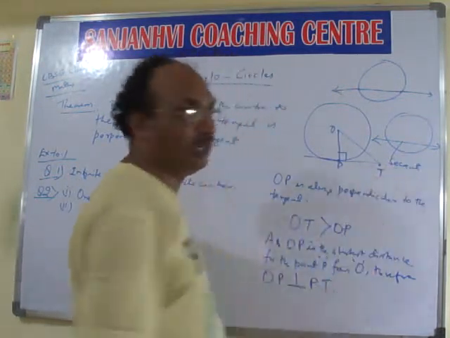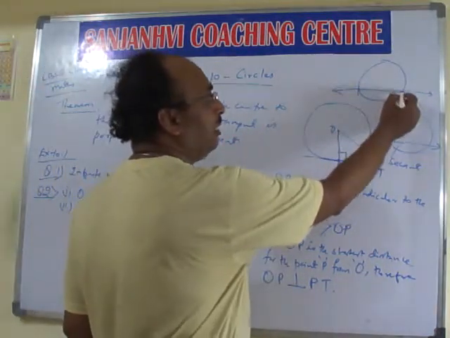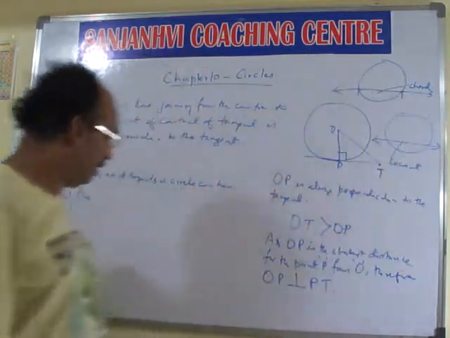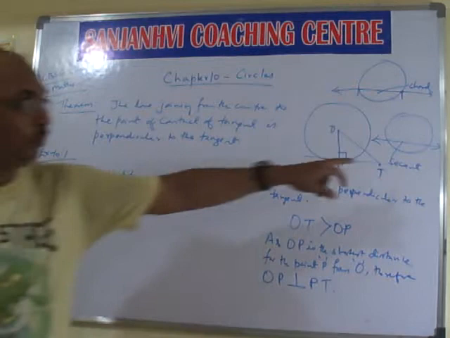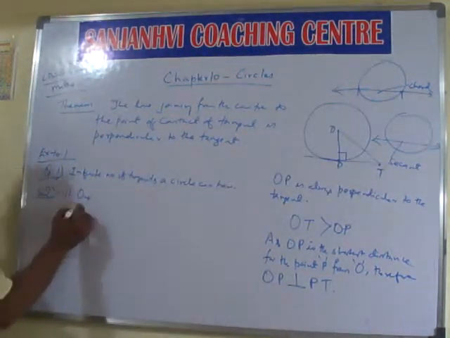Secant. But this is only a line segment, which is called a chord. Right? So in this case, what will you be writing? A line intersecting a circle in two points is called secant.